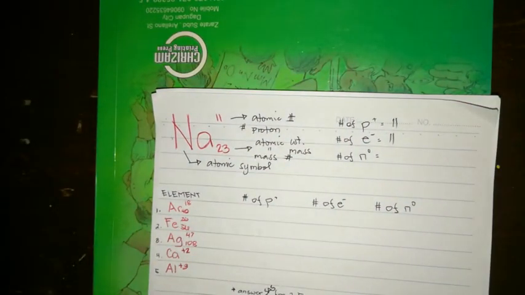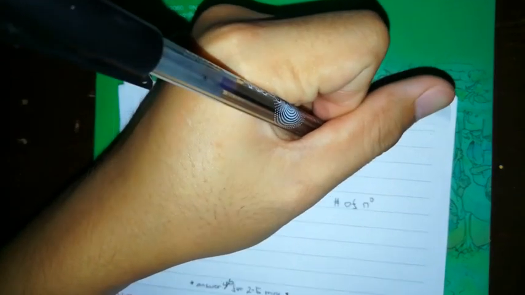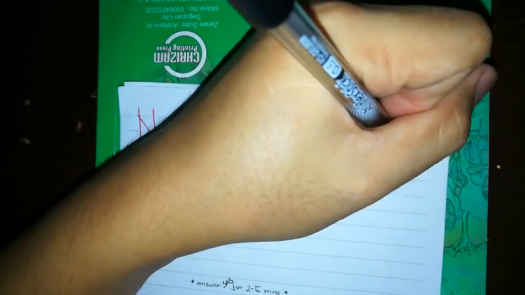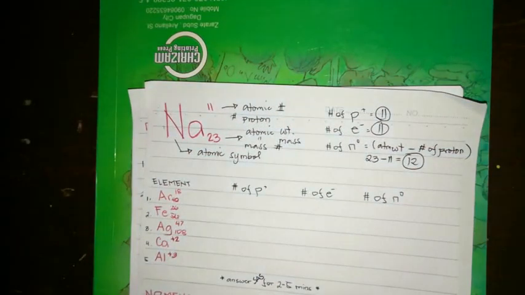Next naman, how do we determine the number of neutrons? Now, the number of neutron is equal to atomic weight minus the number of proton or the atomic number. So therefore, in this case, it is 23 minus 11. So therefore, the number of neutron is 12. So these are the numbers of your subatomic particles.